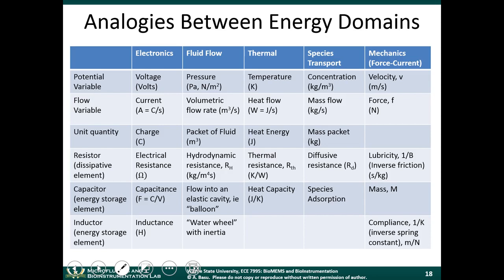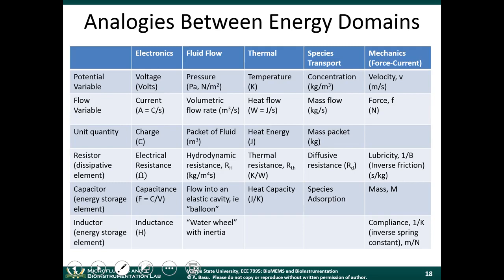In the case of species transport, the potential variable is concentration, the flow variable is mass flow, the unit quantity is a packet. It's actually just a molecule, so it has some mass associated with it. The resistive element is a diffusive resistance. The capacitor is when you absorb species somewhere, so there's a storage element there.